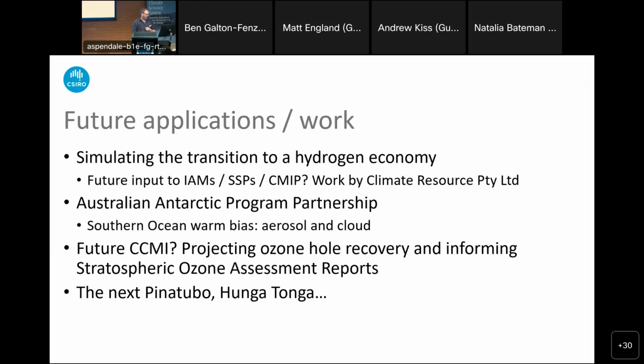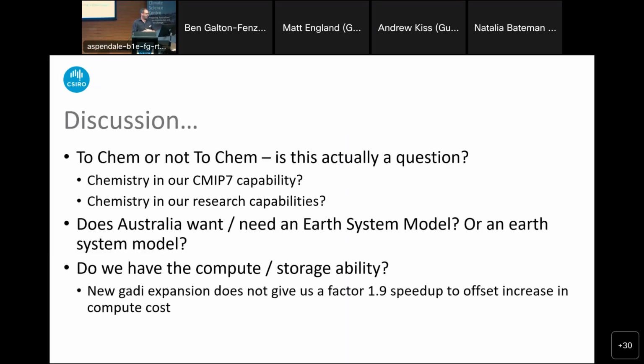Future CCMI, and the thing I always say: what happens when we have the next Pinatubo? What happens to Australian weather and climate when Pinatubo goes bang? Or indeed, the next Tonga eruption. It's going to happen eventually. We need to be prepared for that. So not necessarily CMIP7 relevant stuff there, but actually really quite important stuff, I think, for Australia, Australian capability.